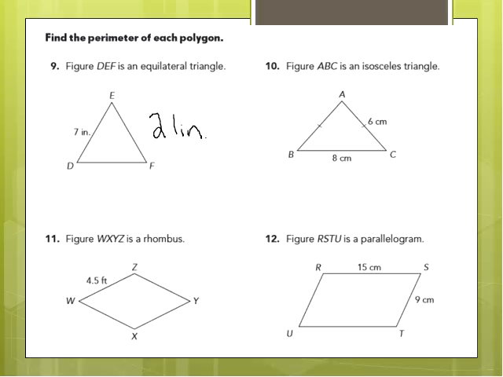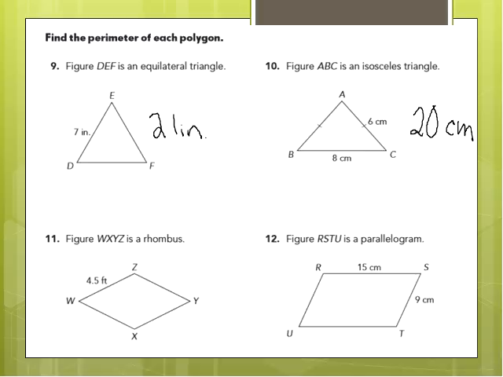So what is the perimeter of that triangle ABC for number 10? Go ahead, Matthew. 20 centimeters. You are correct. Awesome job. Absolutely. Okay, let's take a look at number 11.